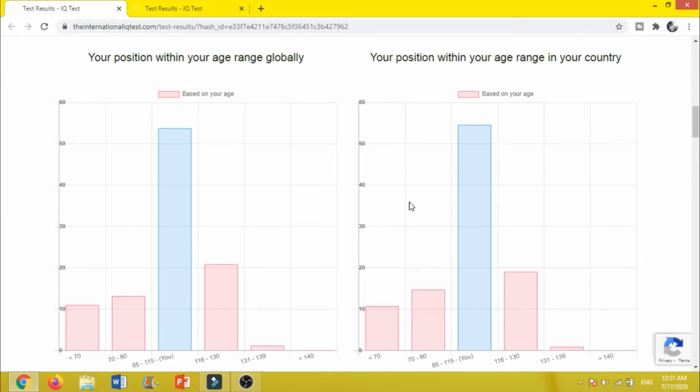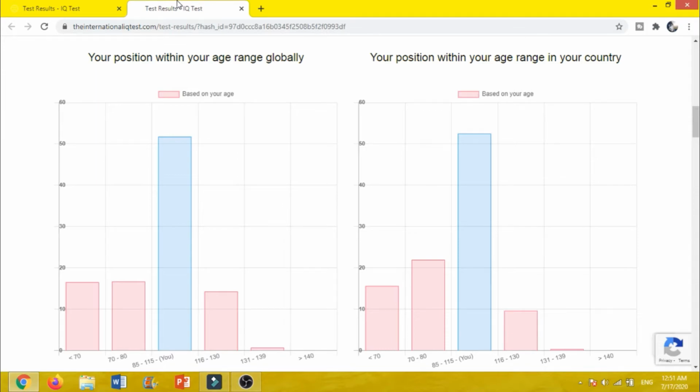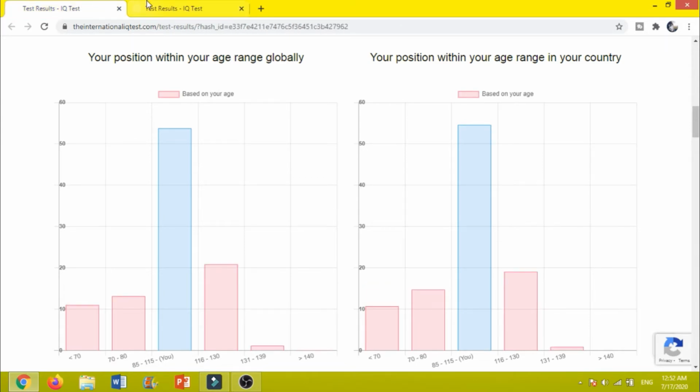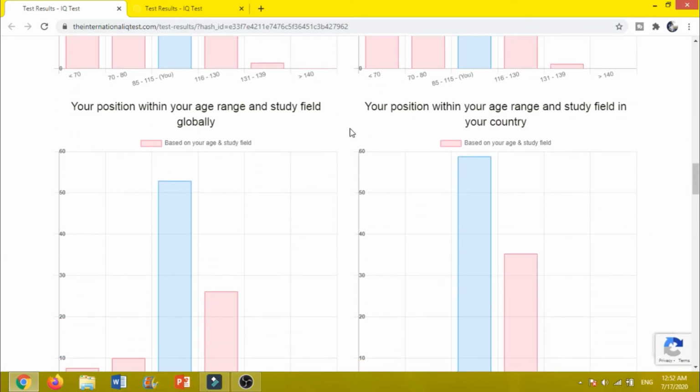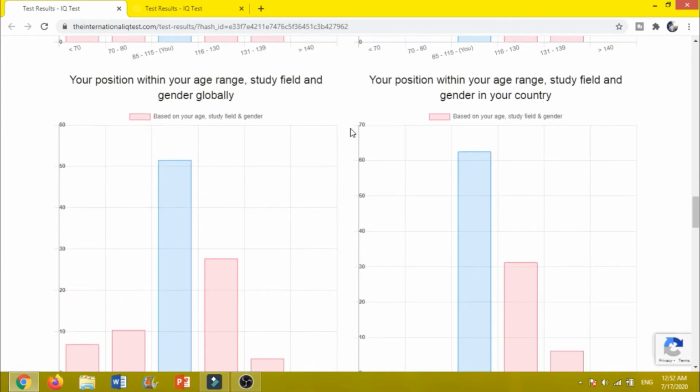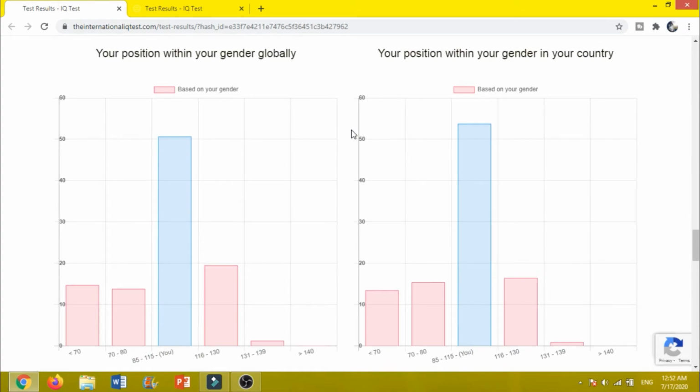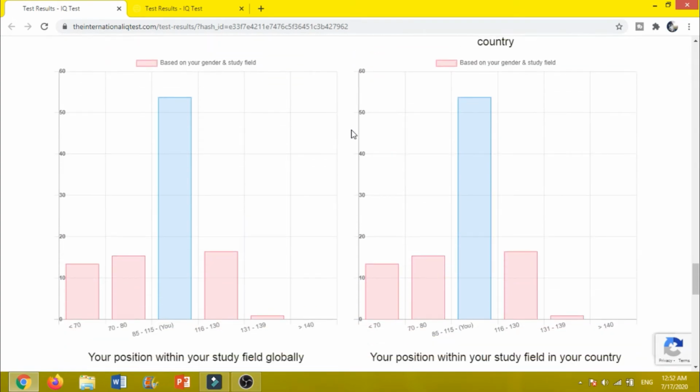The second graph is pretty much the same, but instead of being global like the first one, it's based on my country, the country that I'm living in. If you go to my brother's report, you can see that the bars move around a little bit. This is mine, this is my brother's. Like I said, it's not that much of a difference. Down here we have the other 14 graphs. I won't scroll down that fast in case you guys want to pause the video and check them out. But each graph gives helpful information based on your IQ score.